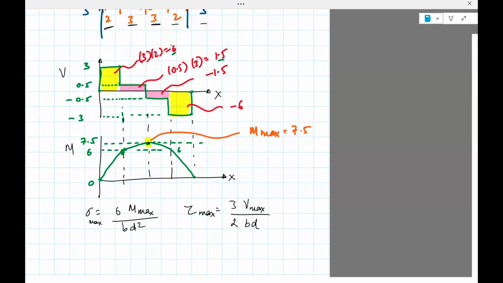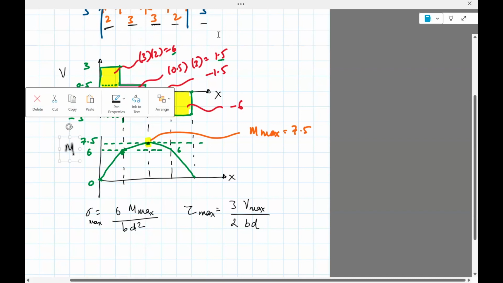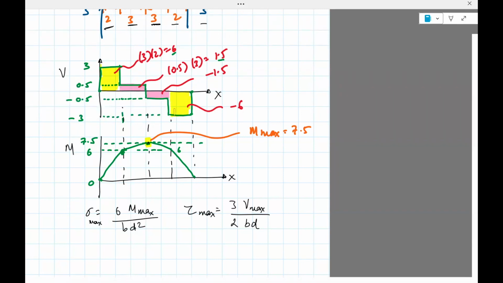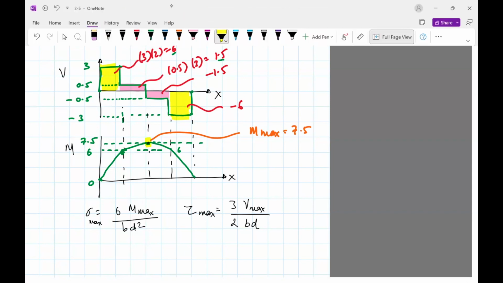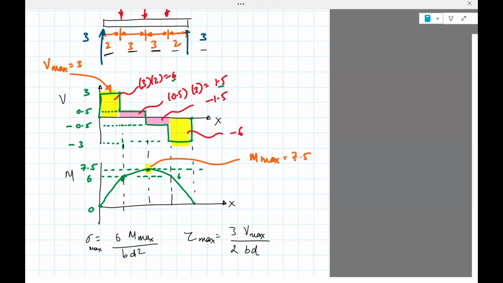$7.5. And where is Vmax? Vmax is, I think it's two places. One is here, and then another one is here. So that is, okay, so we will use those particular sections to do the calculation.